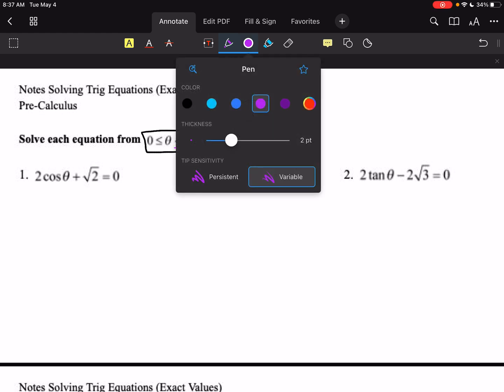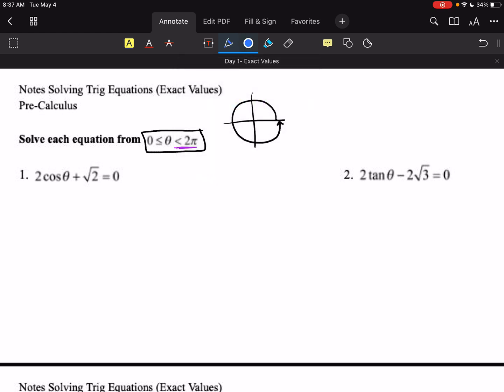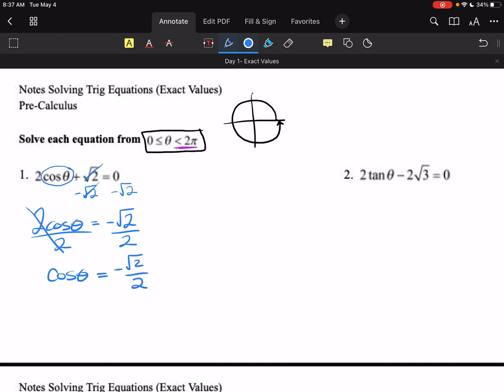So looking at example 1, identify your trig function. So in this case, I'm solving for cosine theta. And all I'm going to do is some basic algebra to get everything else away from that cosine theta. So first thing I'm going to move is that square root of 2. And divide. So if you notice, square root of 2 over 2 is on my unit circle, right? And that goes with my pi over 4s.